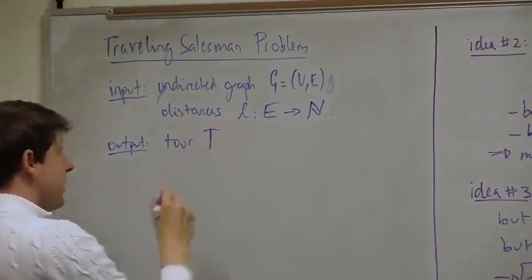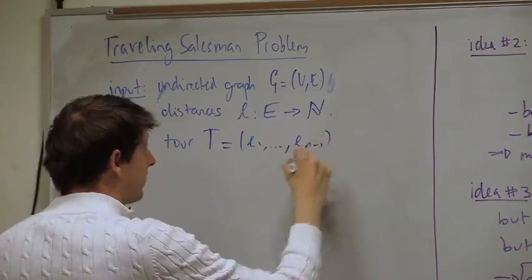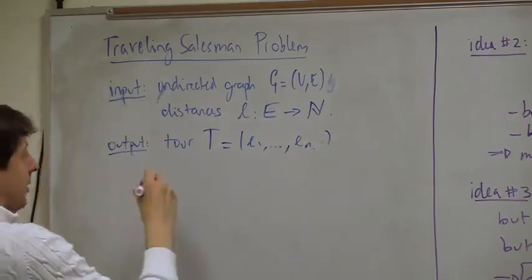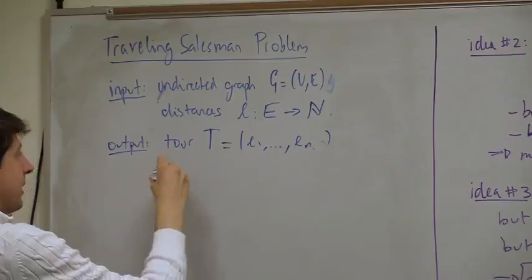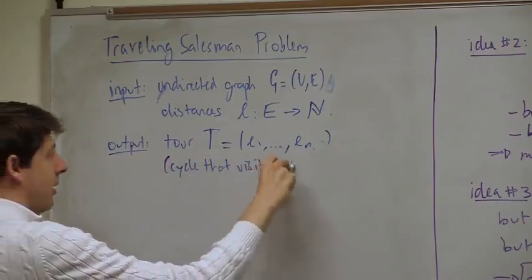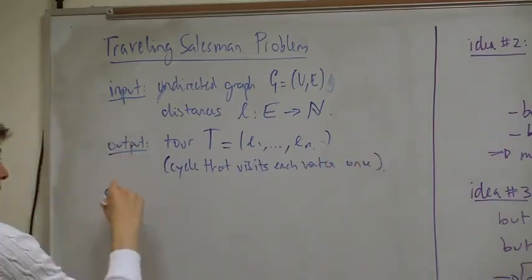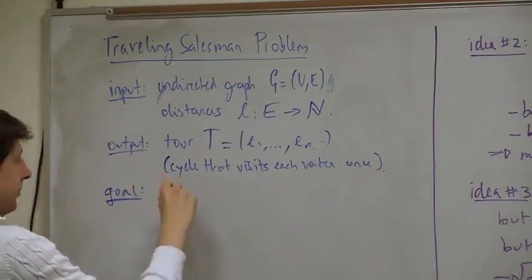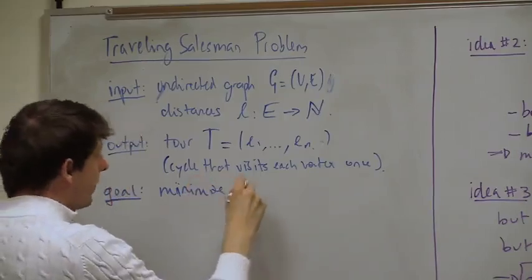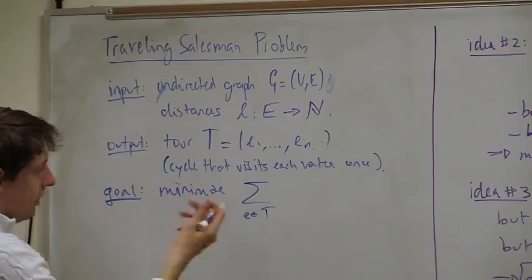What is it? It's really a cycle that visits each vertex once. Okay? And the goal is to minimize the length of the tour. So we look at all the edges in the tour, and we look at their lengths.